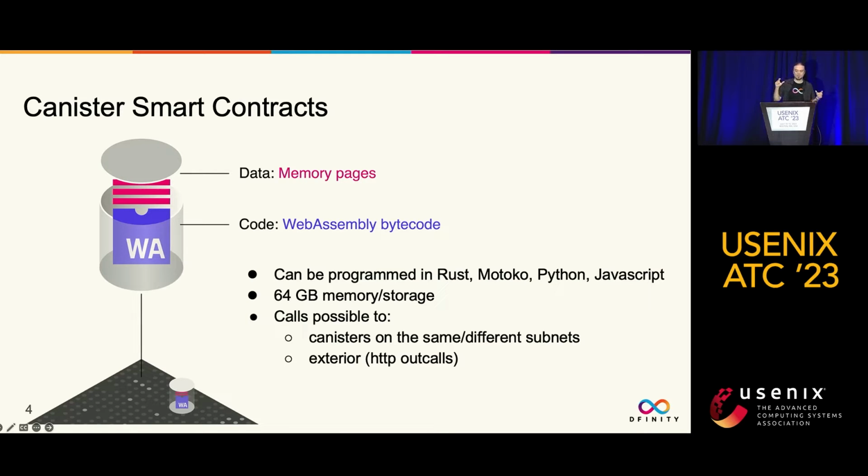These programs can touch up to 64 gigabytes of memory, which is quite a bit for blockchain. And these canister smart contracts can call each other by sending messages, and it doesn't matter if they're on the same subnet or not. They can also make calls to the exterior through HTTP outcalls. This is unlike other blockchains, which need to call oracles to talk to the exterior.